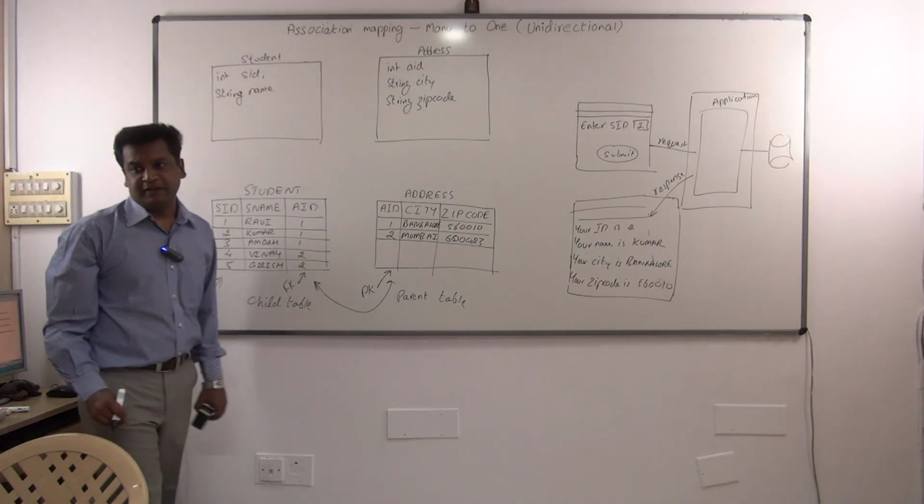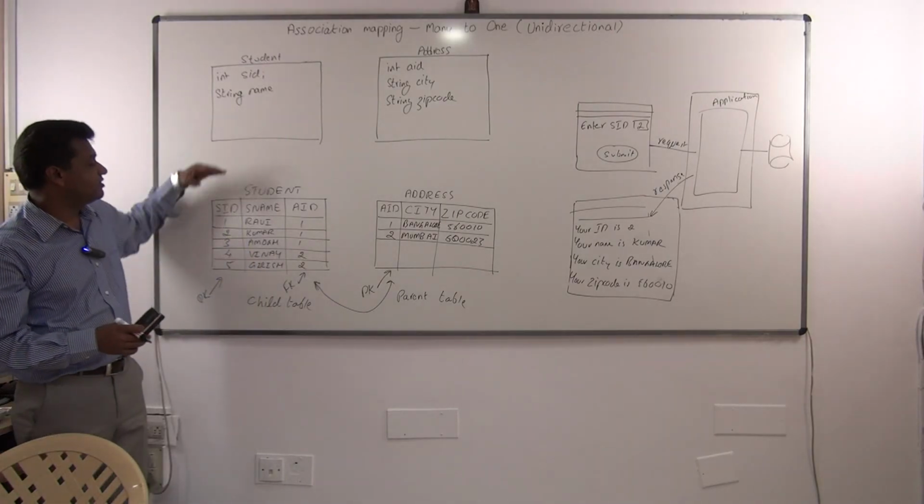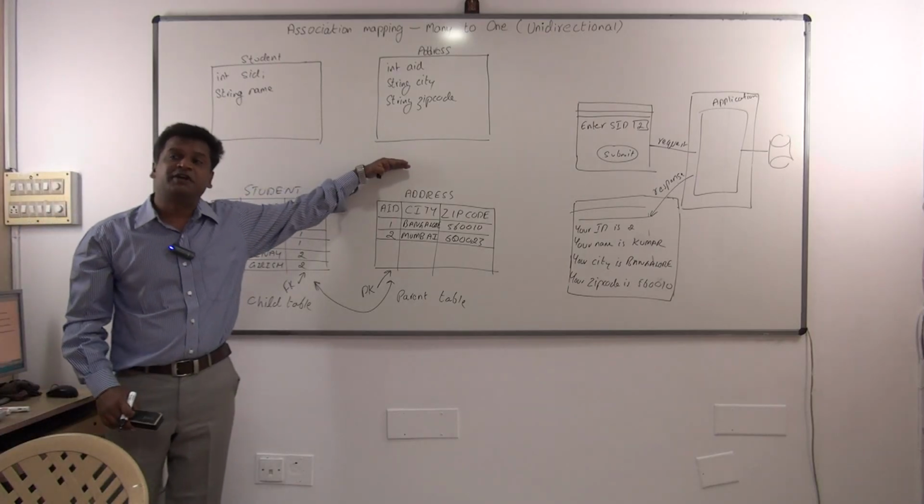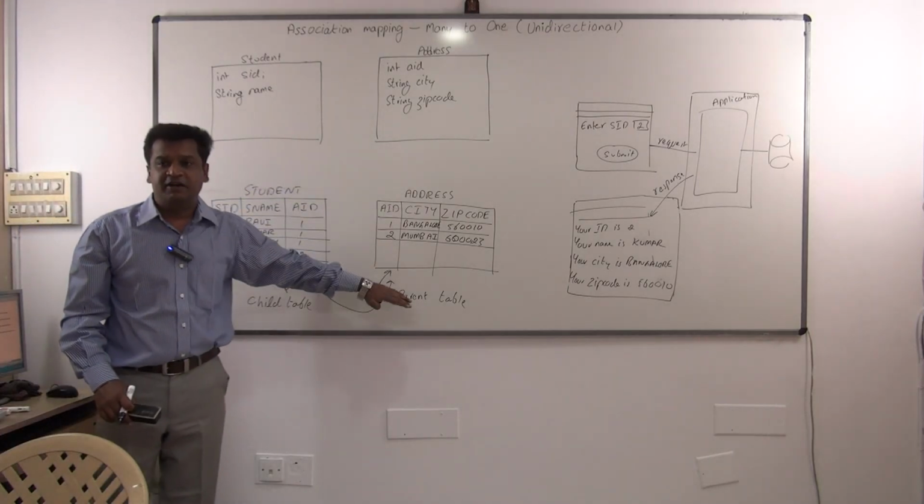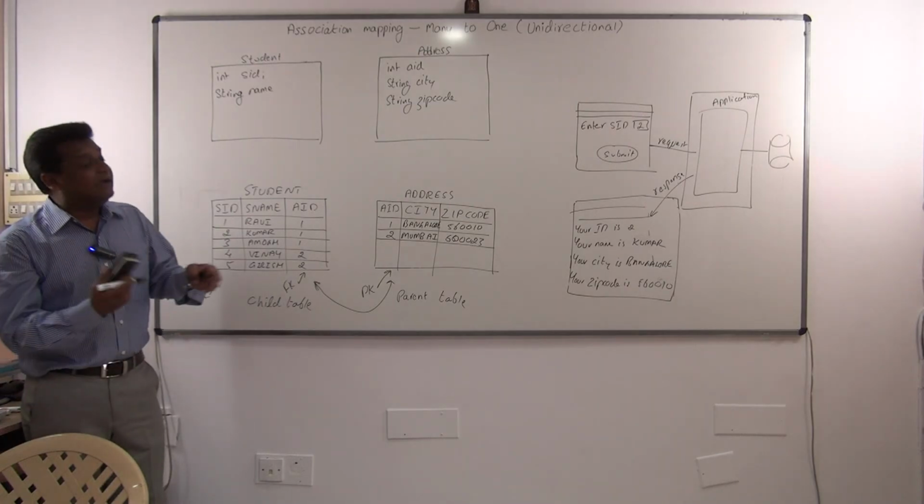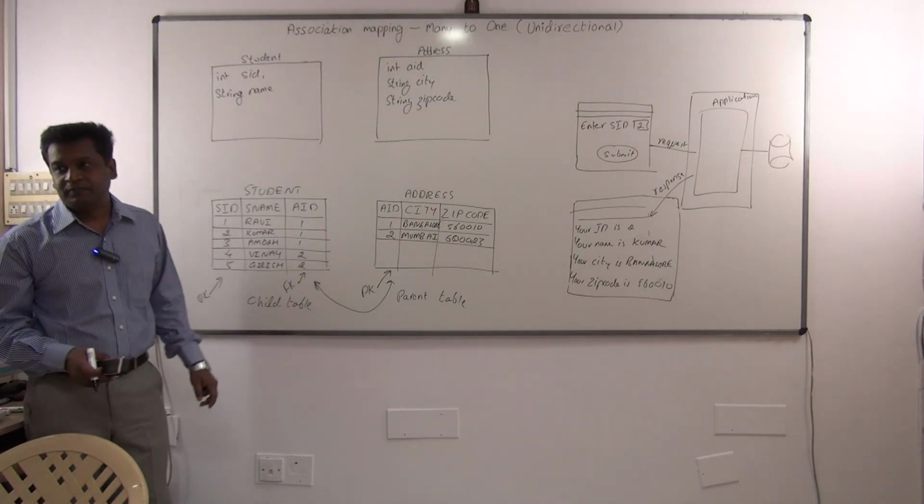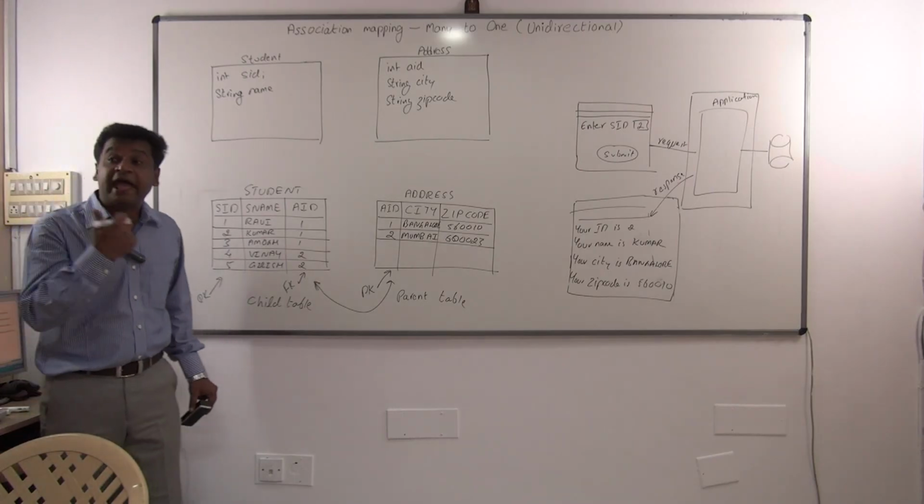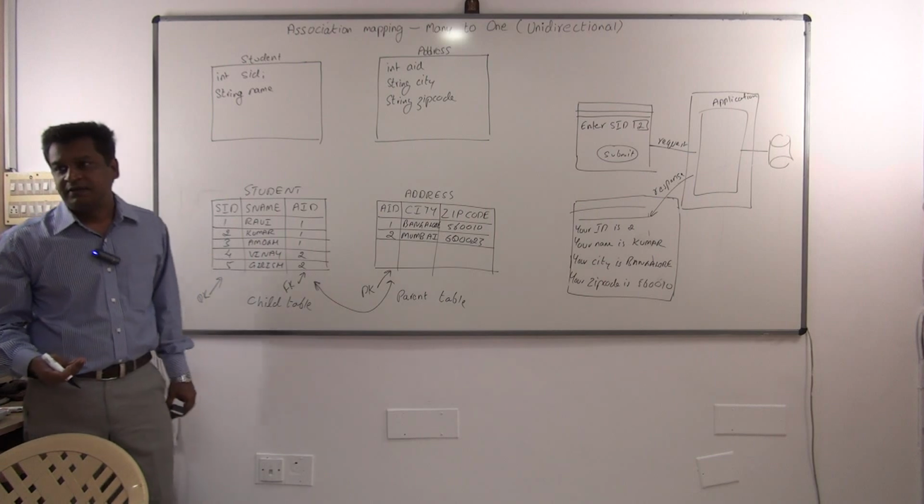So the entities you have designed: one entity, student, is representing one table called student. Another entity, address, is representing one more table called address. So that you have designed. But now you have to relate these two entities. See, the scenario is that a student has an address.